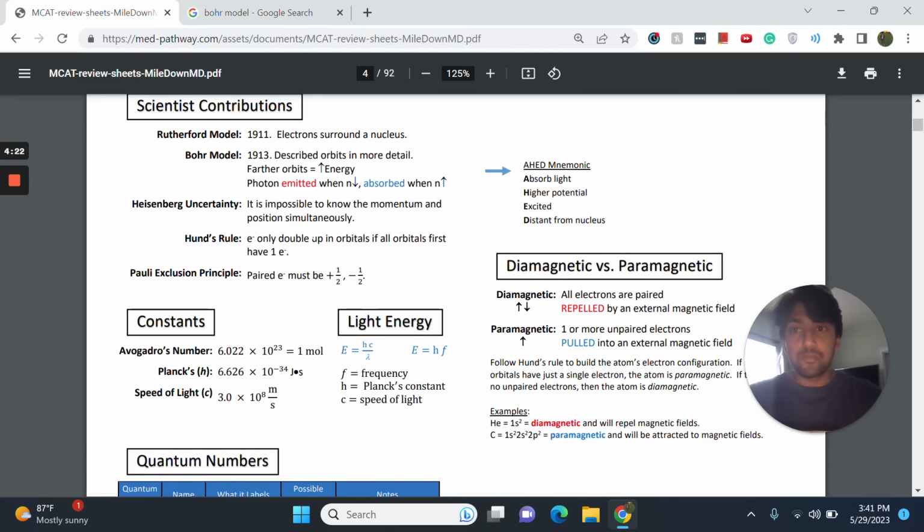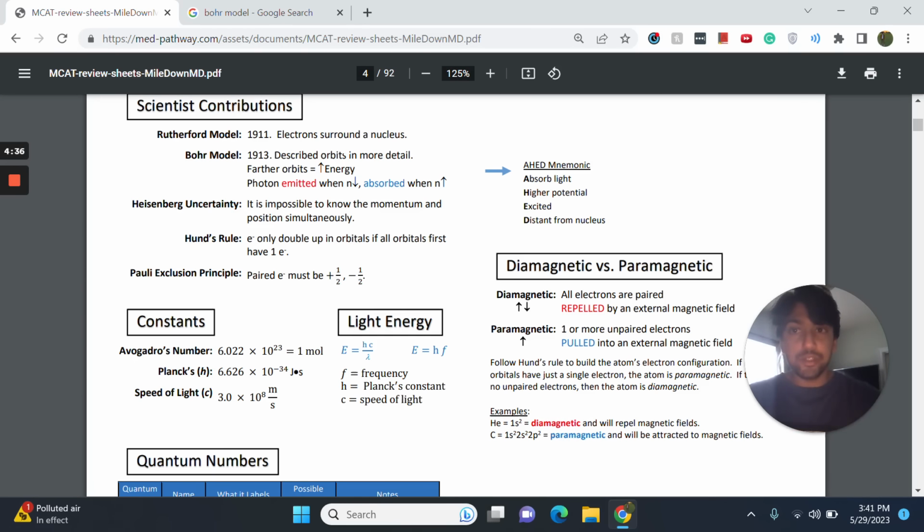And so that's kind of what the Bohr model said. He said that photons are emitted when the electron goes from a high state to a low state, and photons are absorbed when an electron goes from a lower state to a higher state. And so this is actually pretty close to what the reality is.